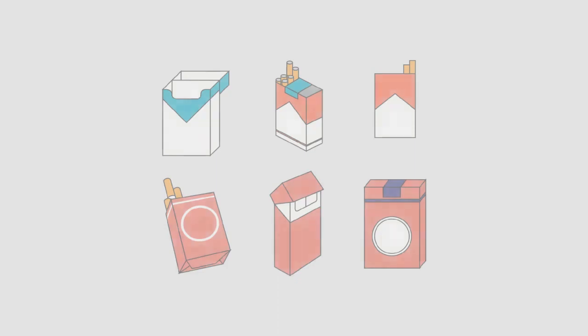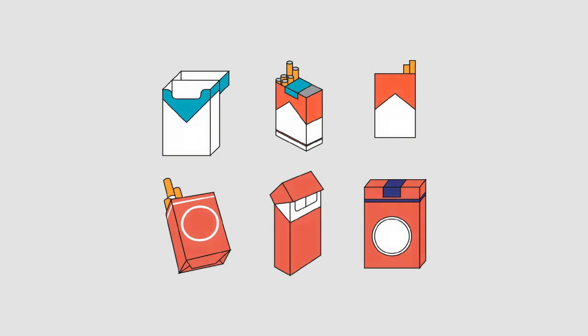Gutka is a preparation of crushed betel nut, tobacco, and sweet or savory flavorings. It is manufactured in India and exported to a few other countries. A mild stimulant, it is sold across India in small, individual-sized packets. Heat-not-burn products heat rather than burn tobacco to generate an aerosol that contains nicotine.